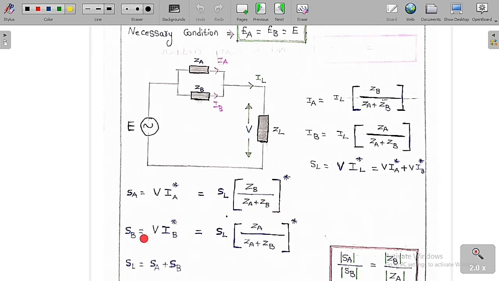Similarly, SB is equal to V into IB conjugate. So this is the kVA shared by the transformer B. IB is nothing but IL into ZA by ZA plus ZB. Take the whole conjugate, and we get V into IL conjugate into ZA by ZA plus ZB whole conjugate. So V into IL conjugate is nothing but SL, so SB is SL into ZA by ZA plus ZB whole conjugate.